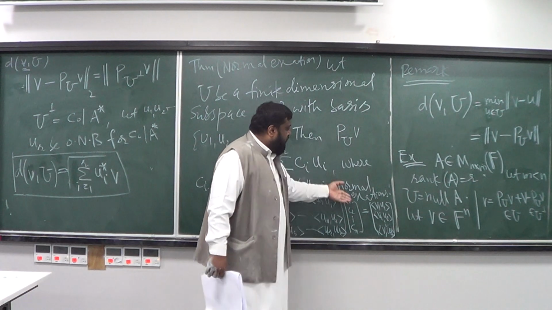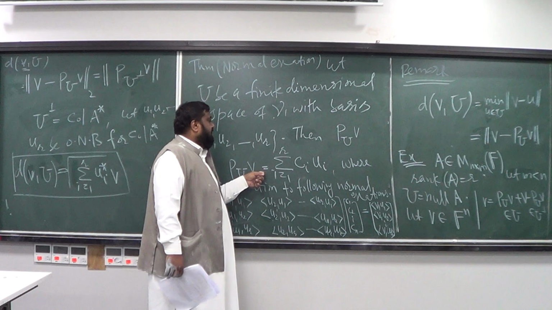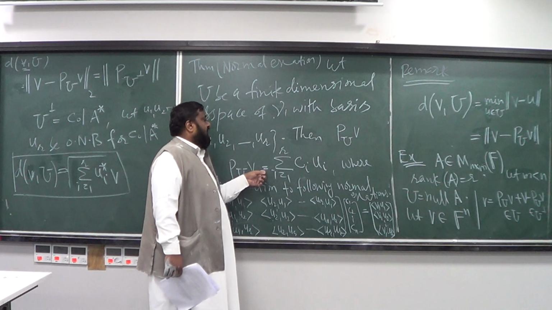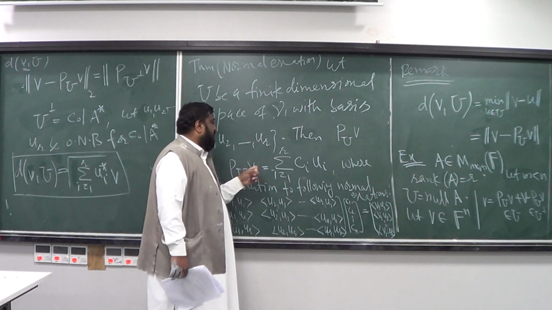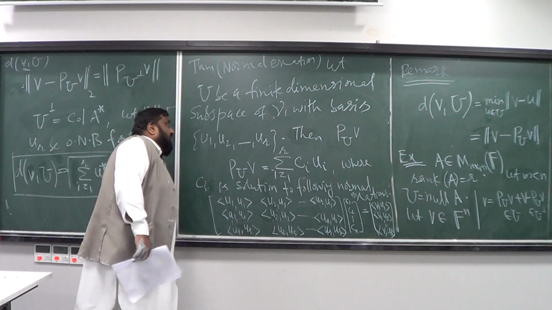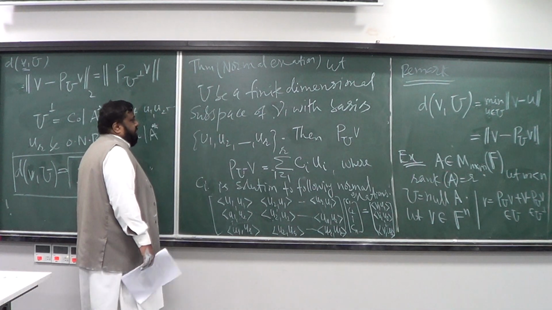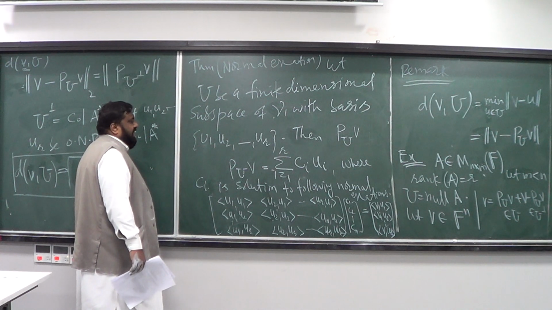Once we have these constants, your orthogonal projection can be written as the linear combination of the U_i's with the constants c_i, where the U_i's are not necessarily orthonormal.